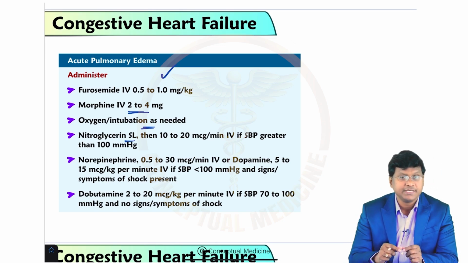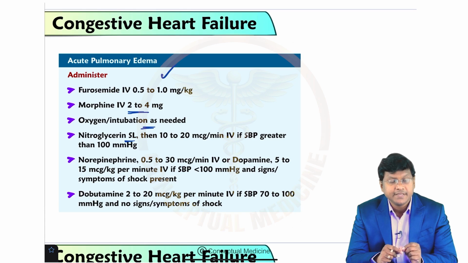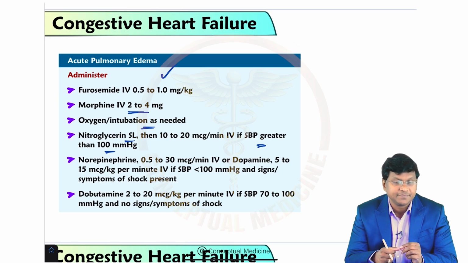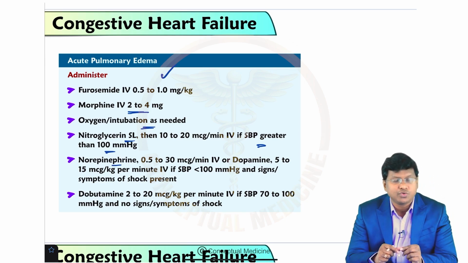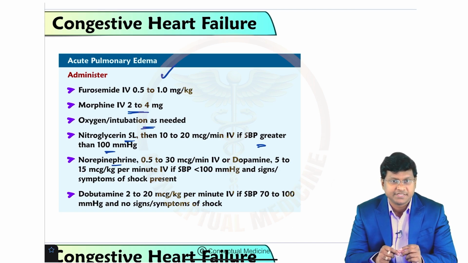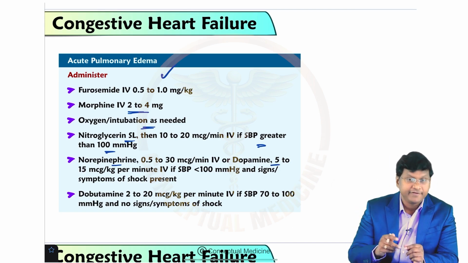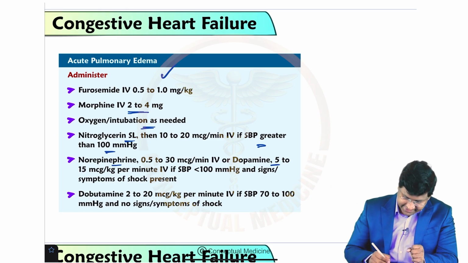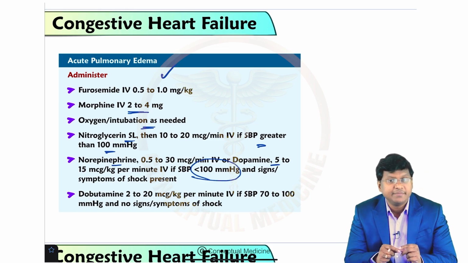Nitroglycerin, sublingual nitroglycerin, should be given only when the systolic blood pressure is greater than 100 millimeters of mercury. It is a vasodilator, and the dosage is around 10 to 20 micrograms per minute. The other important inotropic agent is norepinephrine, and the dosage is 0.5 to 30 micrograms per minute intravenously. Or dopamine, 5 to 15 micrograms per minute intravenously. These have to be given when the individual has hypotension causing hypoperfusion to the organs, that is when the systolic blood pressure is less than 100 millimeters of mercury.